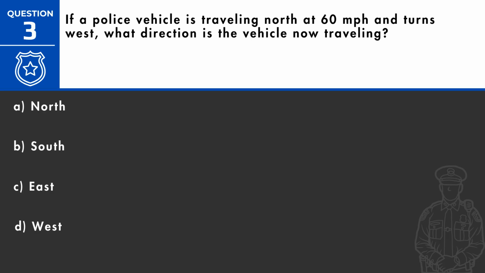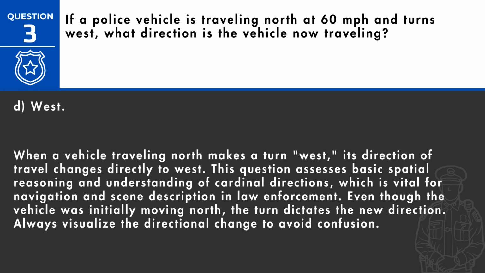Question 3. If a police vehicle is traveling north at 60 miles per hour and turns west, what direction is the vehicle now traveling? A. North. B. South. C. East. D. West. Answer: D. West. When a vehicle traveling north makes a turn west, its direction of travel changes directly to west.